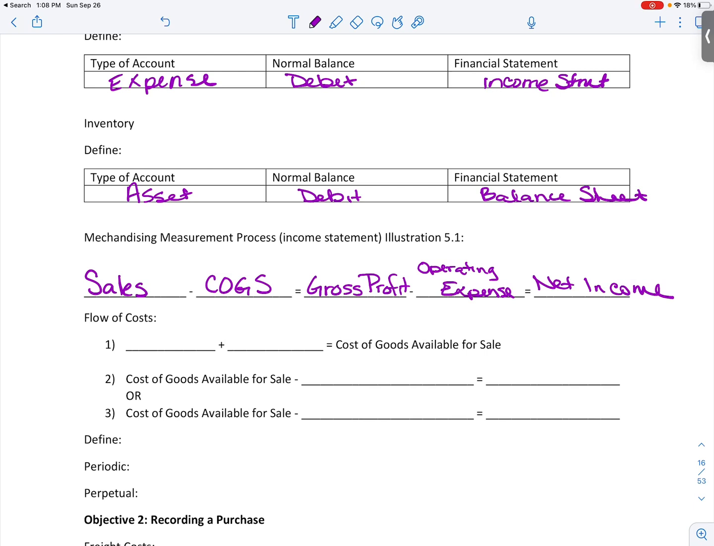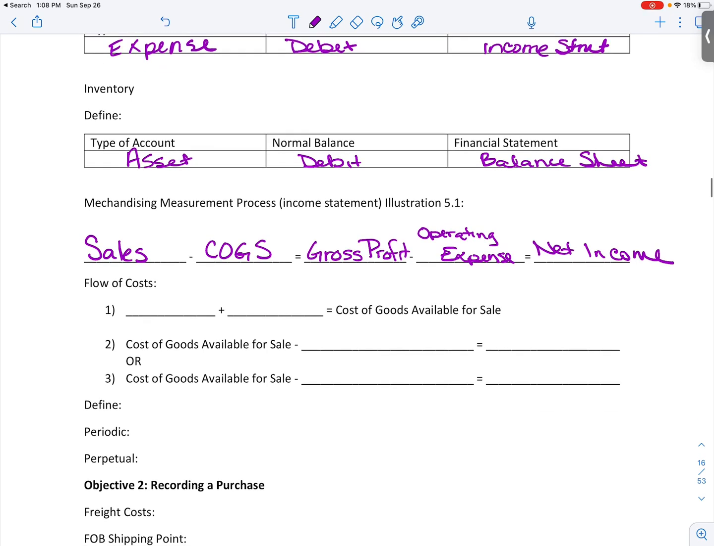So make sure you understand how what we record in a merchandising company is just a tad bit different than a service company. Also, the flow of costs is important to know. First, we're going to start with our beginning inventory. We add in all of our cost of goods purchased. And that's going to give us our goods available for sale.